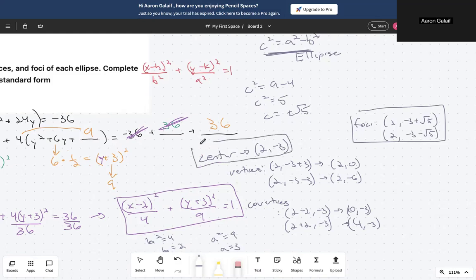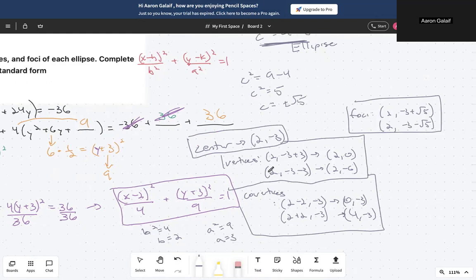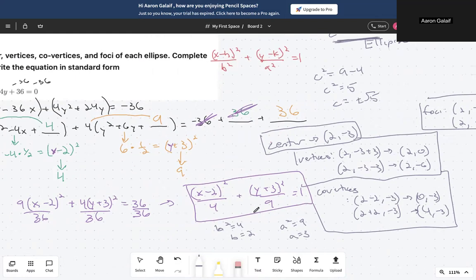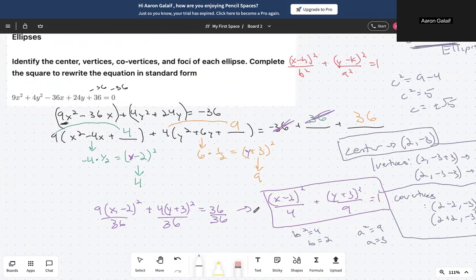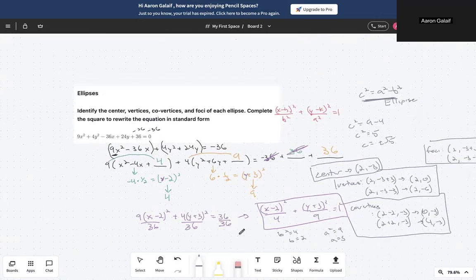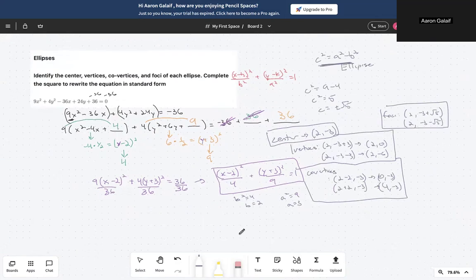That's the center. These are the vertices based off of the major. These are the co-vertices based off of the minor. And this is how you find a and b over here based off of this equation. So that is it. That is how you solve for the standard form, center, foci, and all of that.